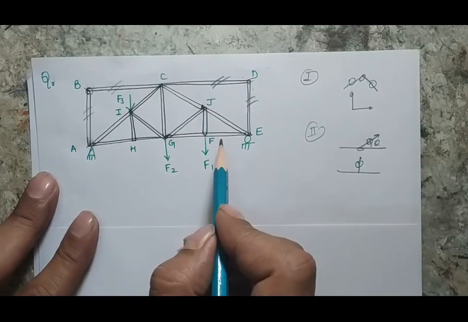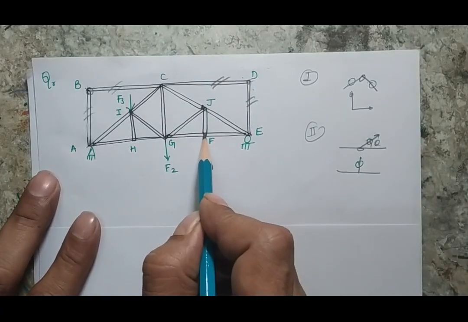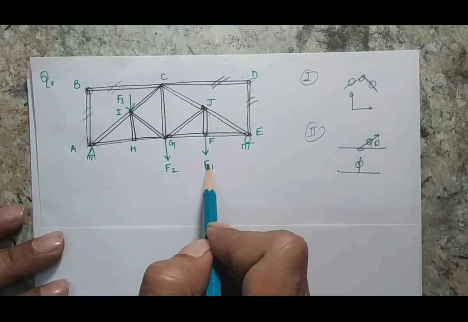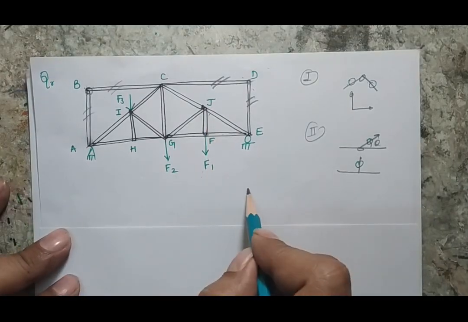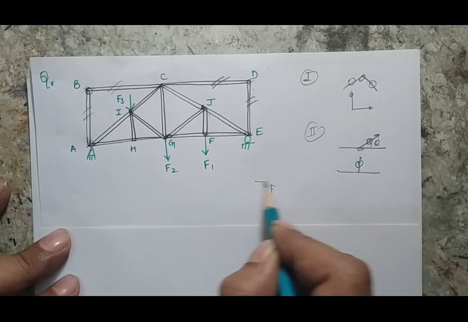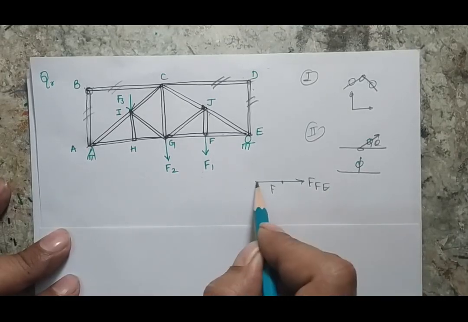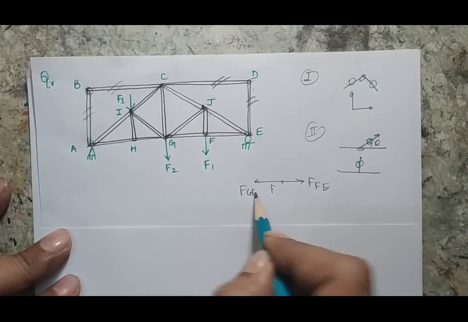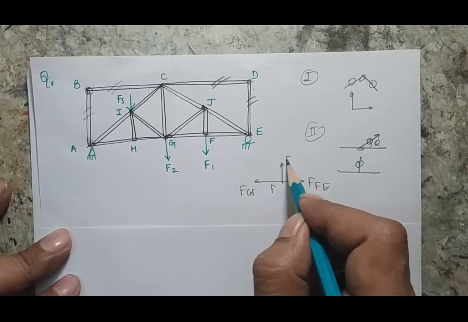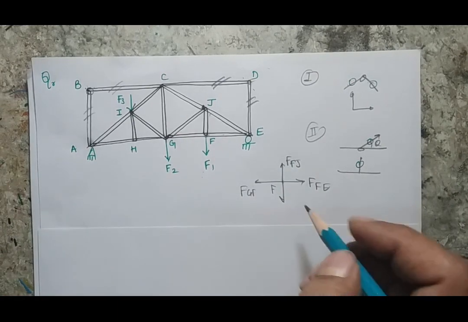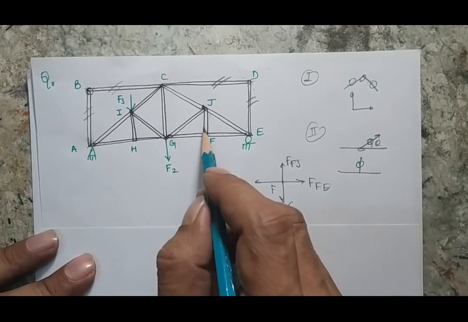Now joint F has two collinear members with one side branch, but there is a force. If I make the free body diagram of joint F, there are the members FE, FG and FJ, and the fourth is the downward force. As I have a downward force, these members will not be zero.